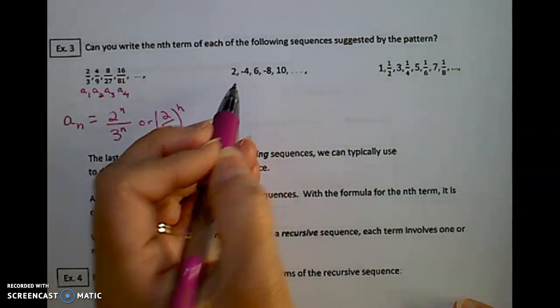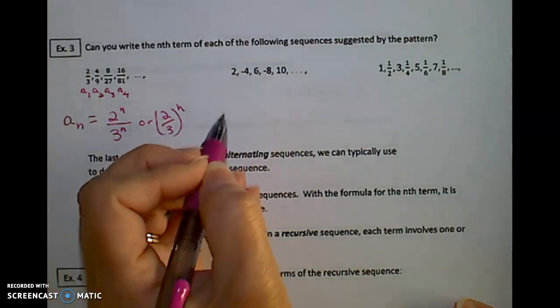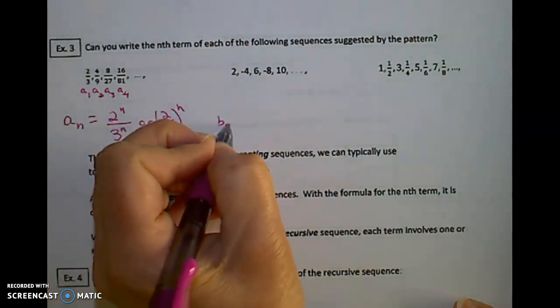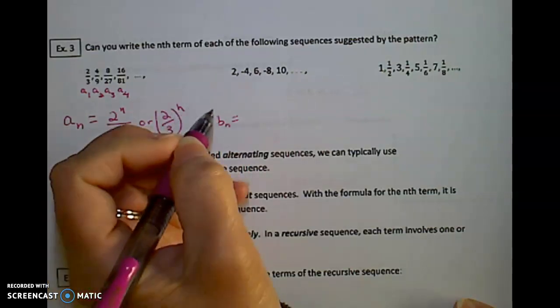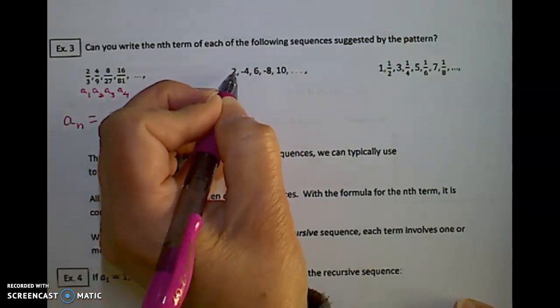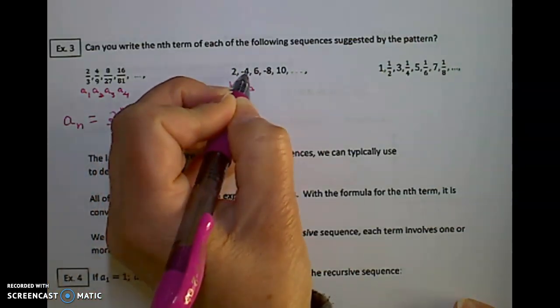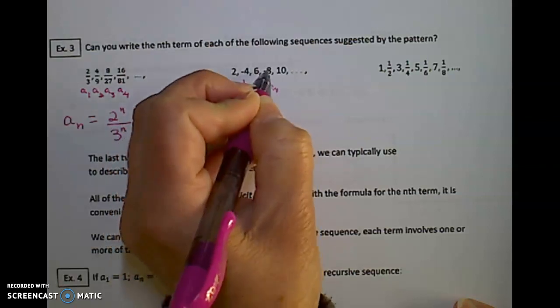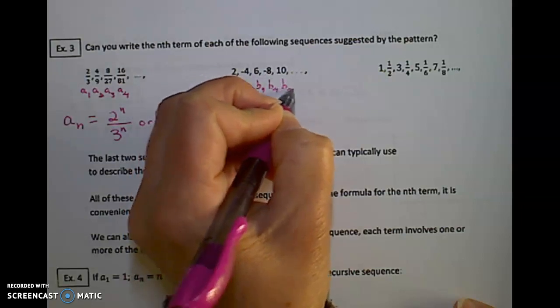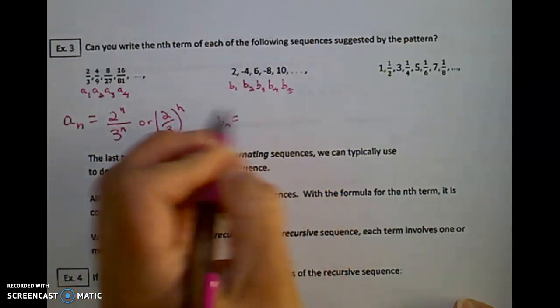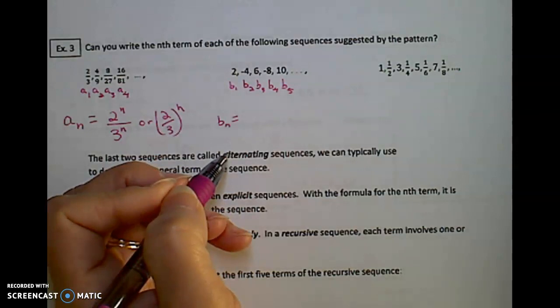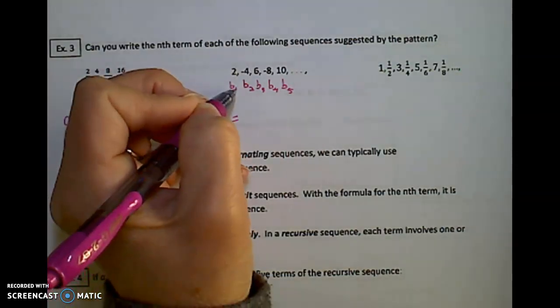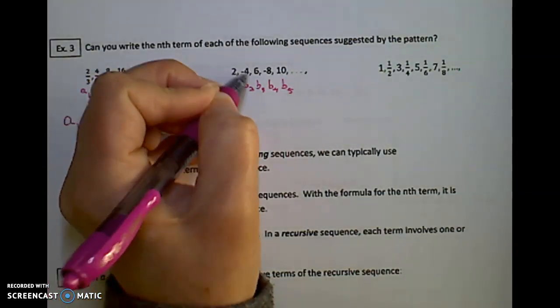Here's that sequence we saw right at the start. All right, try this one. I'm going to call it b sub n. It doesn't matter what I name my sequence. So b sub 1 is 2. When I plug in 2, I get negative 4. When I plug in 3, I get 6. When I plug in 4, I get negative 8. When I plug in 5, I get 10. Pause for a second and see if you can find that pattern. Plug in n and you get that term.